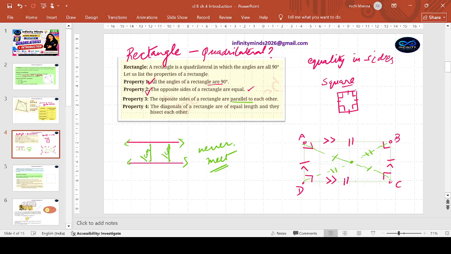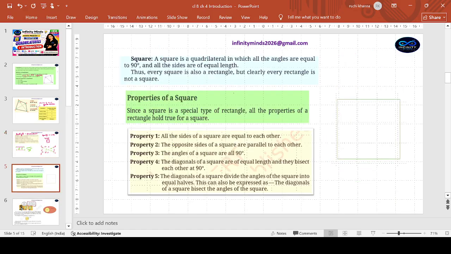Okay, so all of these properties you are required to memorize, you are expected to learn. So pretty easy, not difficult. Let's quickly recall. Opposite sides parallel, equal, each angle 90 degrees, diagonals equal and bisect each other. Okay, let's go to the next.